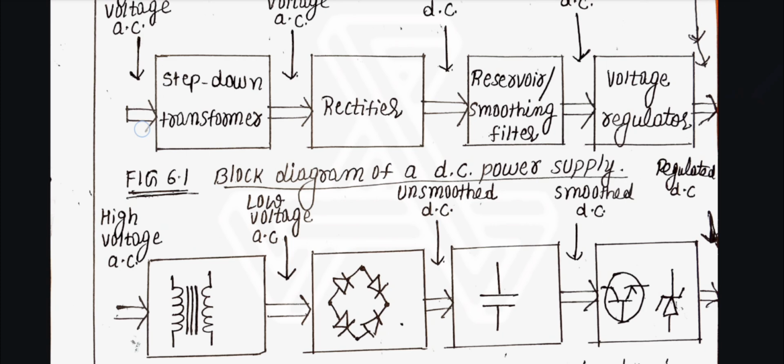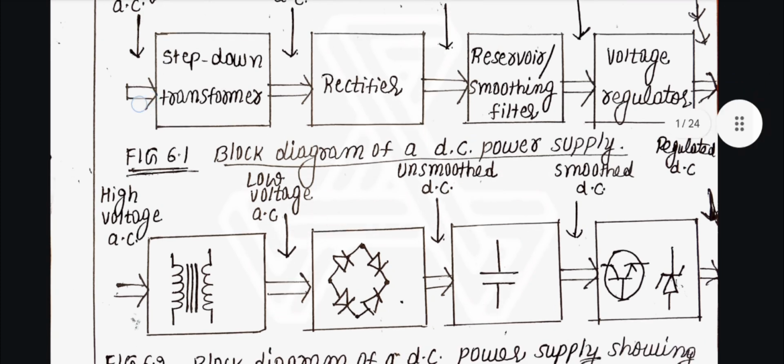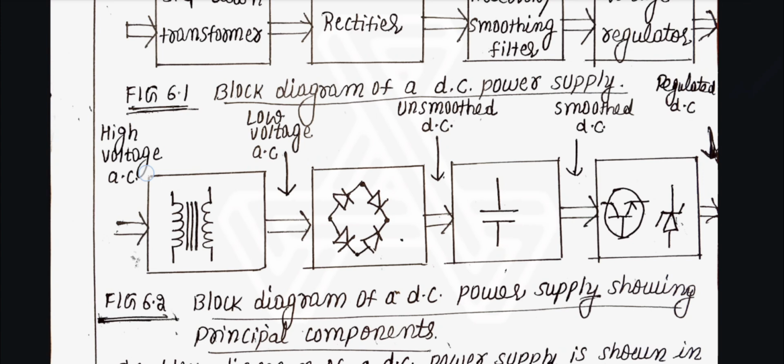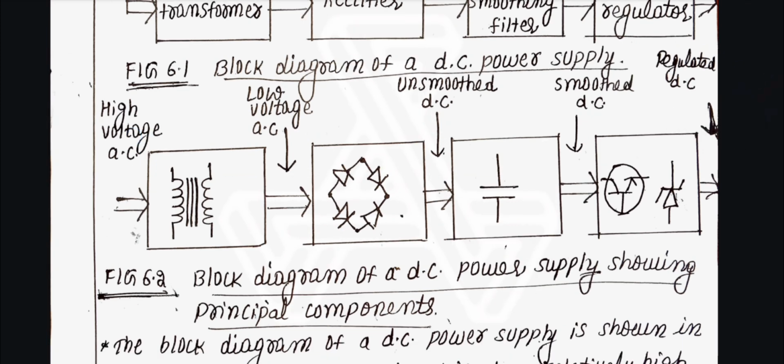Block diagram of DC power supply showing each component. High voltage AC, step down transformer, that is this. Rectifier, 4 diodes in bridge form. Unsmoothed DC, then reservoir or smoothing filter is just like a capacitor. Then voltage regulator.